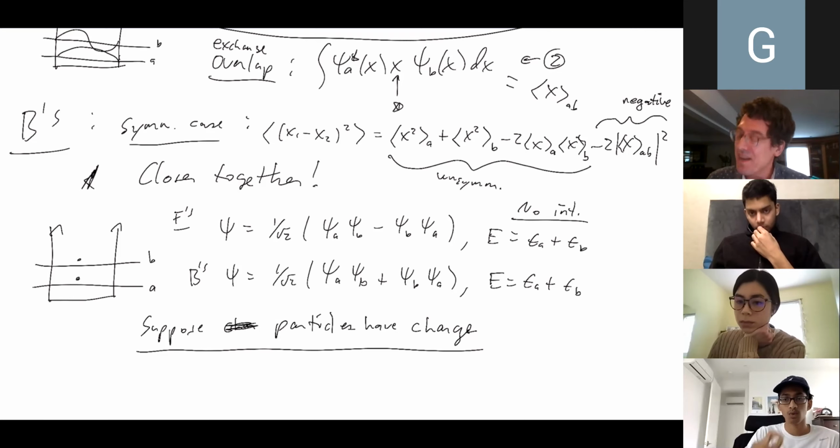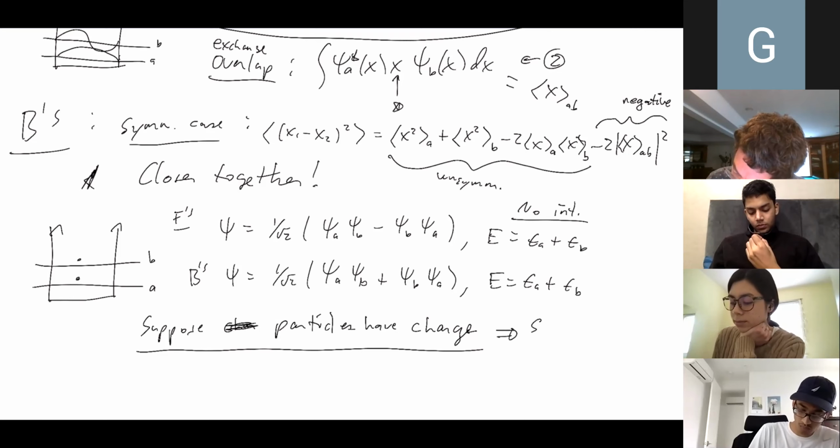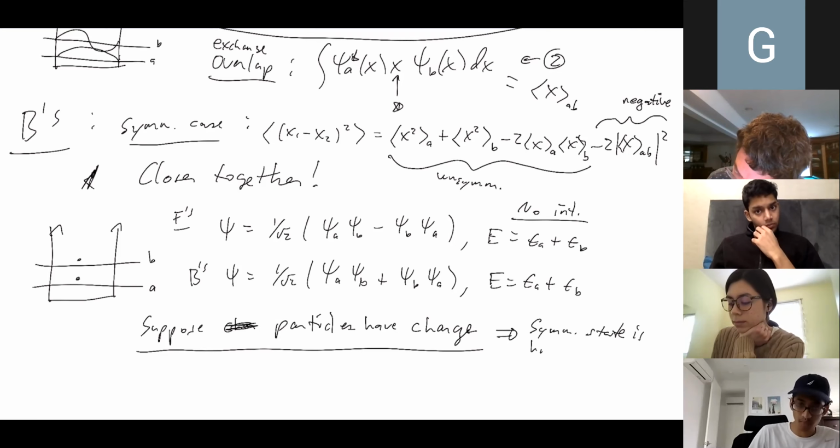That's exactly right. That's exactly right. Then if they have charge, the symmetric state is higher in energy, and the anti-symmetric state is lower in energy.